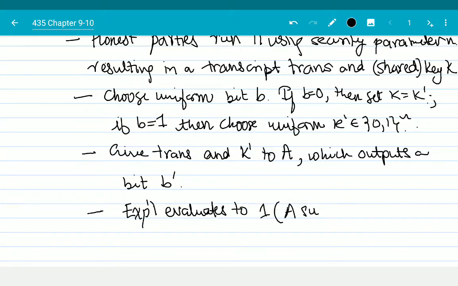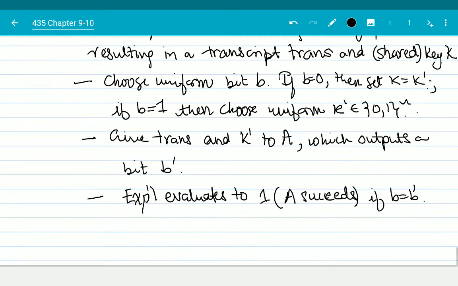A succeeds if B is equal to B prime. Right? Which is to say, the adversary could guess if this is a uniform key or not, if it's actually the key or some uniform bit. So, what is my security question? What is the security goal?